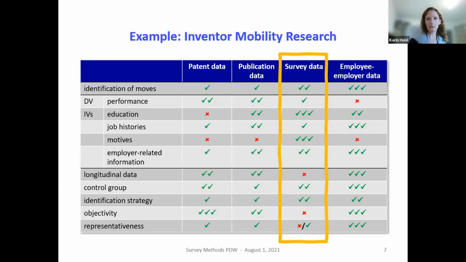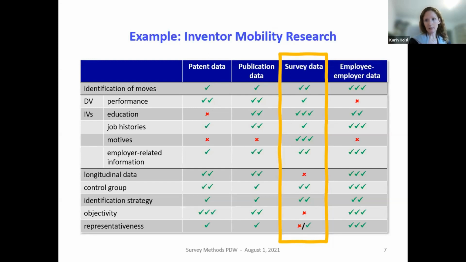And if you do not have employer-employee match data, so the last column, then it's almost impossible to get this information. And the same applies to all the explanatory variables about the education of the inventors, the job histories, and especially the motives, the reasons why the person moved from one employer to another, the reason why the inventor selected the new employer. This is information that is not available in any other data source.